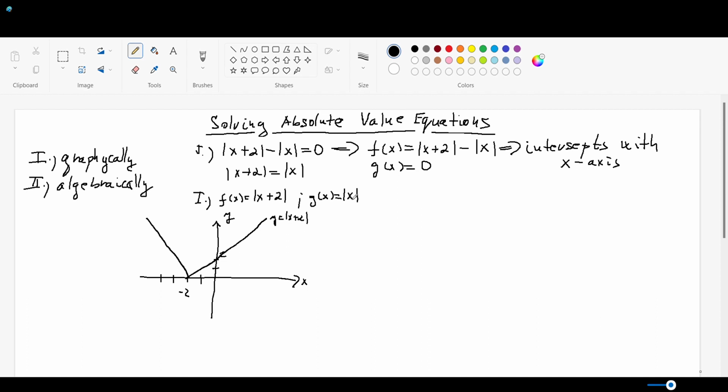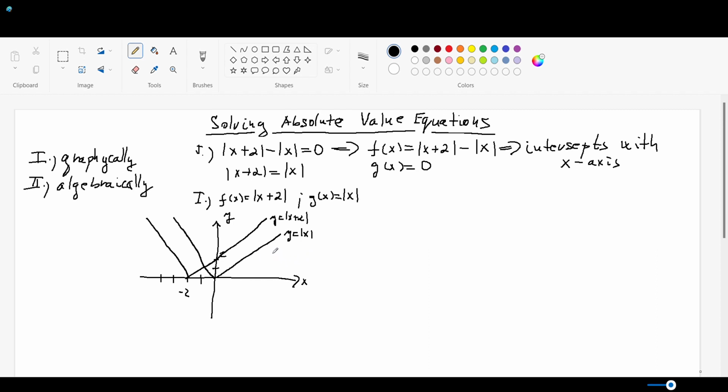This is our first function, and the second function is the parent function of the absolute value functions. And as you can see, let me just put the name to this function so that we really know that this line is representing this function.